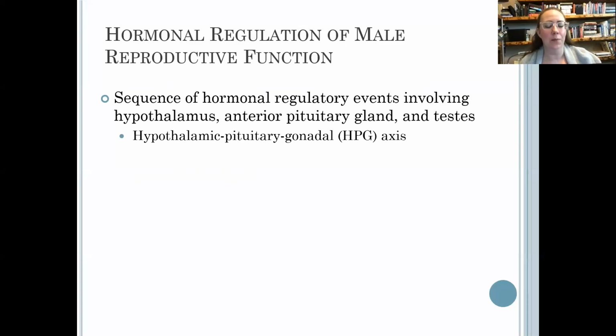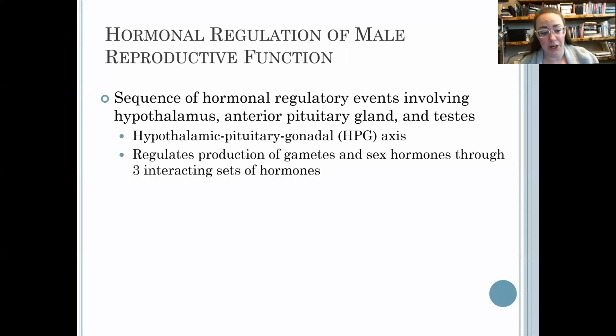We have what we call the hypothalamic pituitary gonadal axis, or HPG. It's going to be similar, but with different hormones in the female reproductive system. So this helps to regulate the production of gametes and the sex hormones through a set of three sets of interacting hormones. So first we have GnRH. GnRH is gonadotropin releasing hormone.